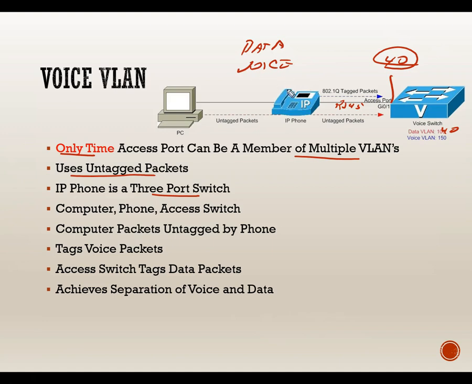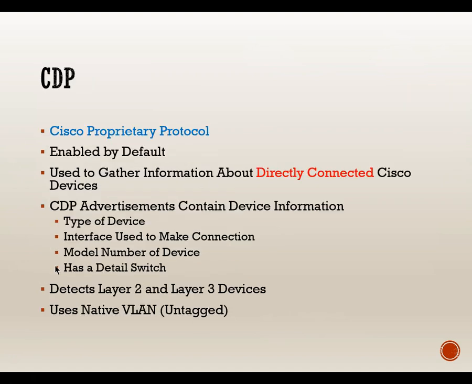So we separate these, and we do want to separate the voice from the data traffic. Sniffing for one thing, and also separate broadcast domains, separate traffic, get some isolation at layer 3. Computer packets are untagged by the phone. That tags the voice packets, the phone does. The access switch tags the data packets and achieves separation of voice and data, which we want to do so that we have the isolations that we talked about.